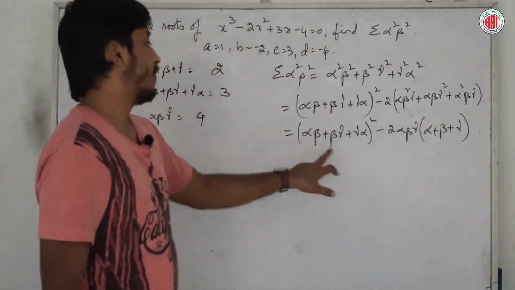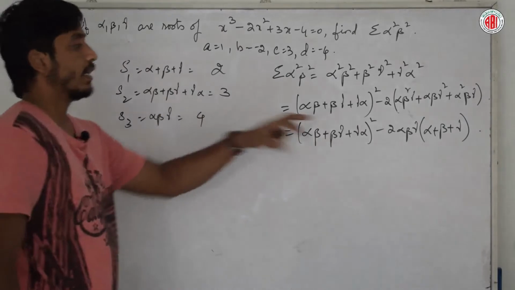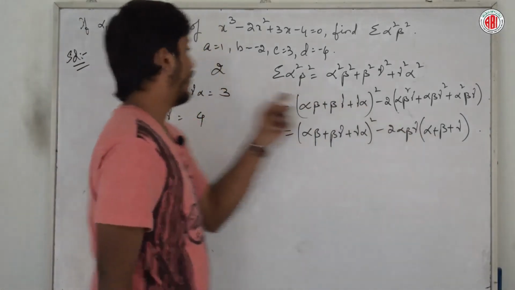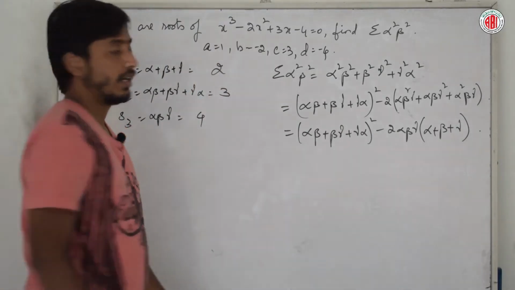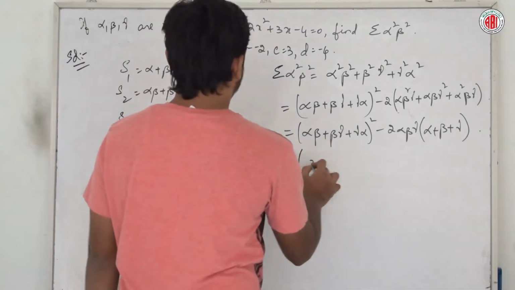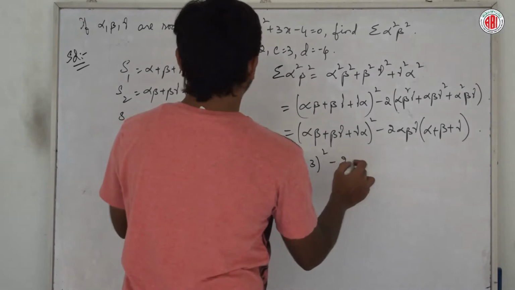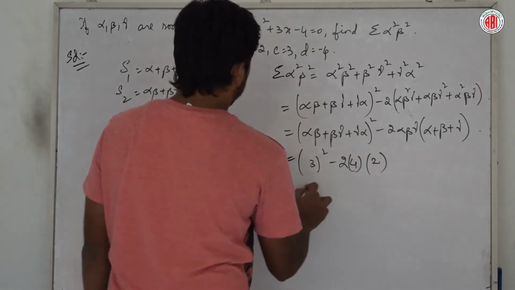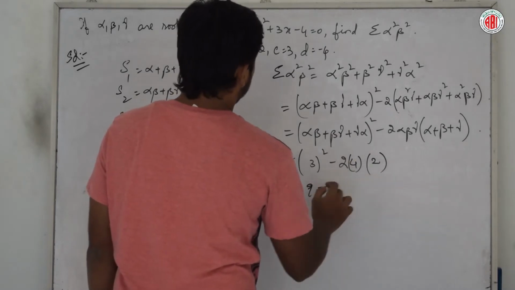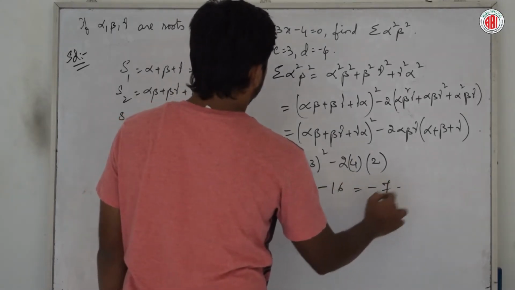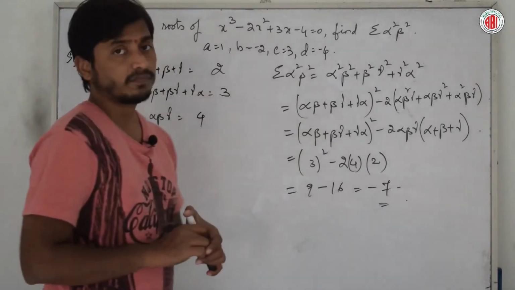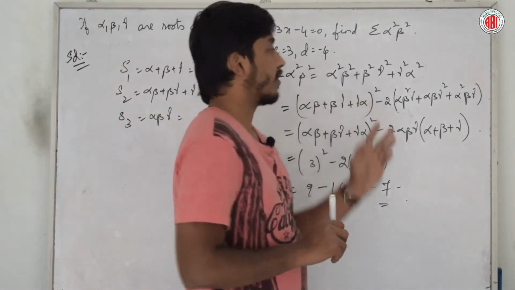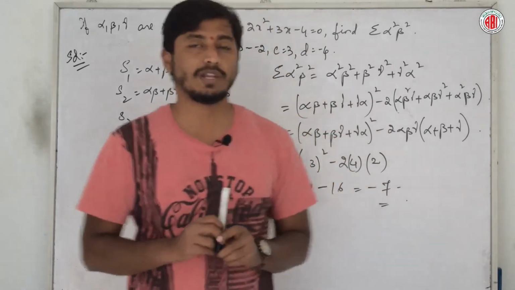Do I know the value of this? Yes. Do I know the value of this? Obviously. And what about this? That also we know. Just substitute it. So this is 3 square minus 2 into 4 into 2. This is 9 minus 16, which is minus 7. What is the main logic here? We have to remember this a plus b plus c whole square formula. Shall we go to the next problem?